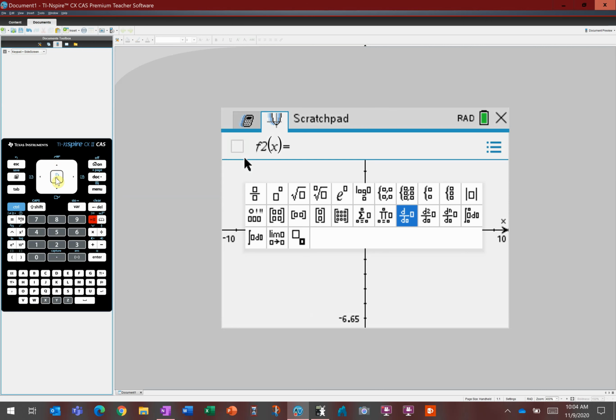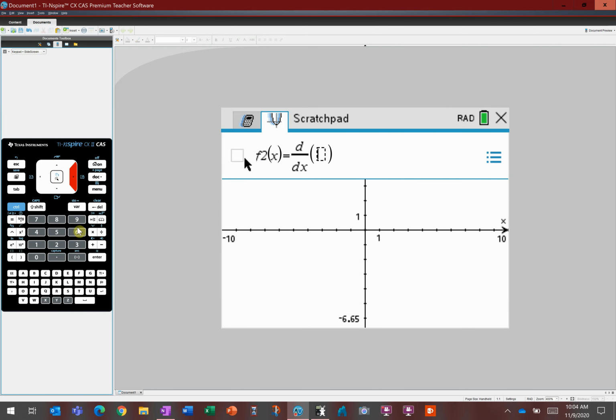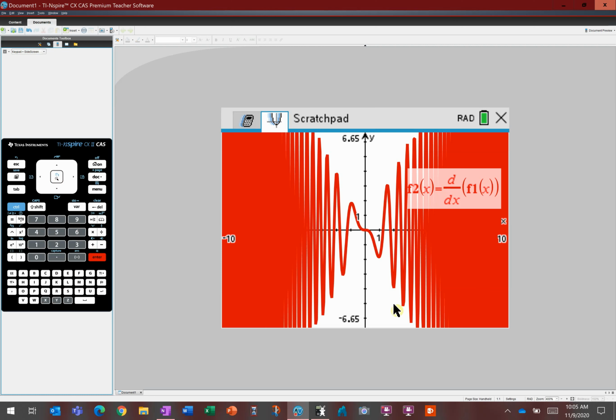Quick key. It remembers where I was before. That's very useful. ddx of, and I'm going to type in f. Notice it's not bold, but as soon as I hit the 1, it changes to bold because that's a defined name, f1 of x. Hit enter, and bam, we have this. Now, this looks intimidating, right? It goes up forever and ever. That's very, very weird. I don't like it.